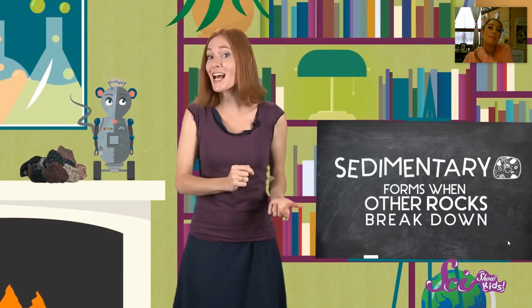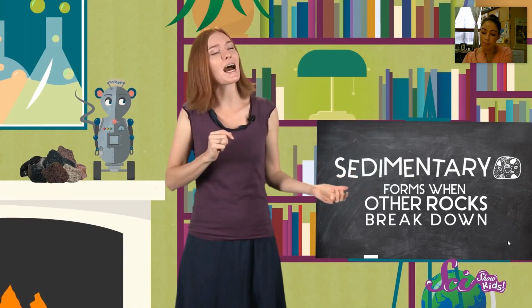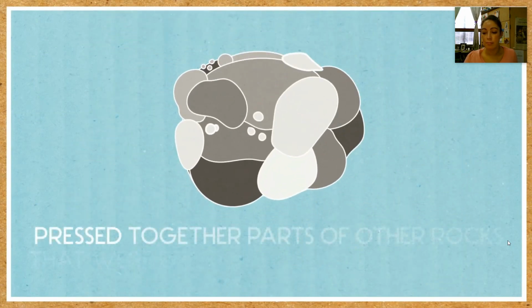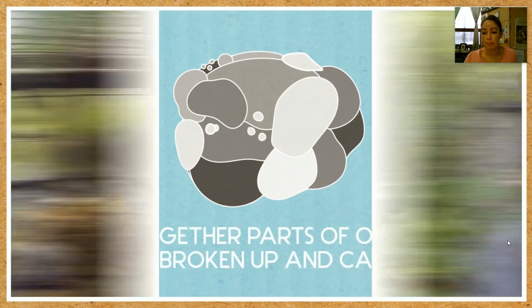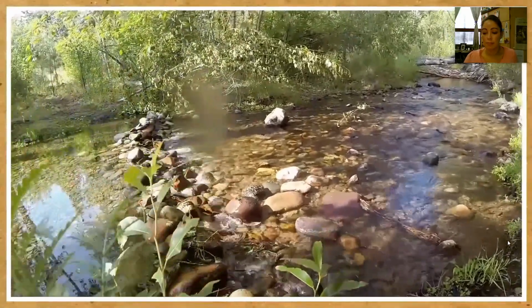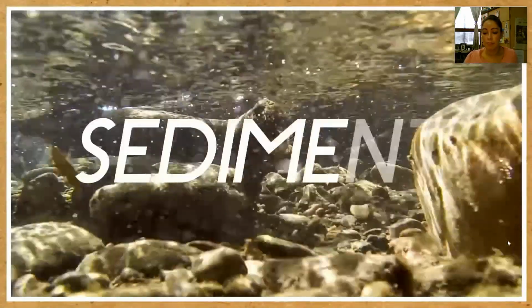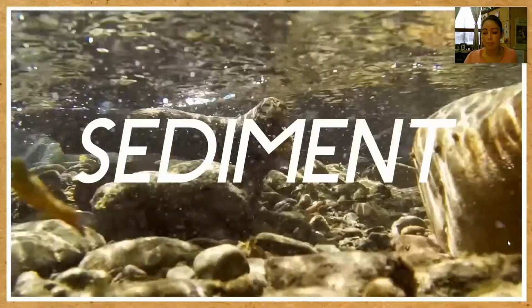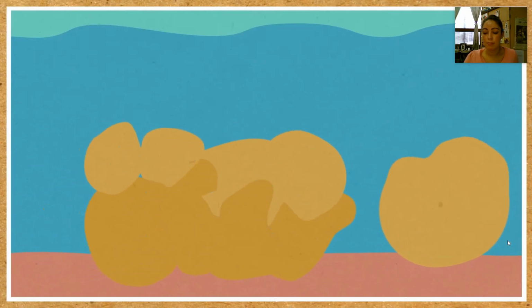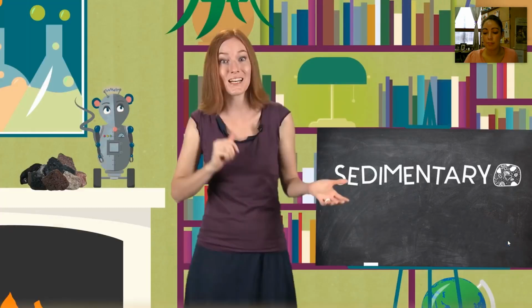Now, sedimentary rock forms when other rocks break down. This happens a lot, actually, all the time, but it happens really slowly. Sedimentary rocks often form in water because they're made of pressed together parts from other rocks that were broken up and carried away by things like rivers and streams. As a river passes over the land, it wears down the rock beneath it into tiny broken pieces called sediment. Eventually, all that sediment settles to the bottom of the water and builds up. And over time, pressure pushes down on the sediment, squeezing the pieces together tighter and tighter until they form a new rock, a sedimentary rock.